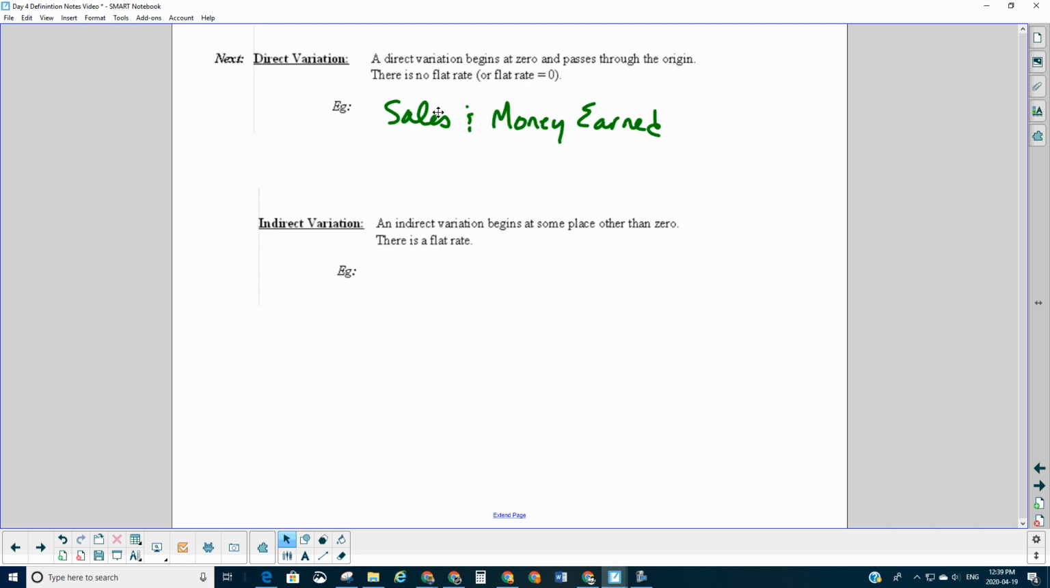So let's think of sales and money earned. Okay, so if you sell nothing, you're going to earn nothing. You sell zero, you make zero. Right? The graph would look something like this then. You start at zero, you make zero, you sell zero, you make zero. And as you start to sell things, you'll start to make money and the graph goes up.